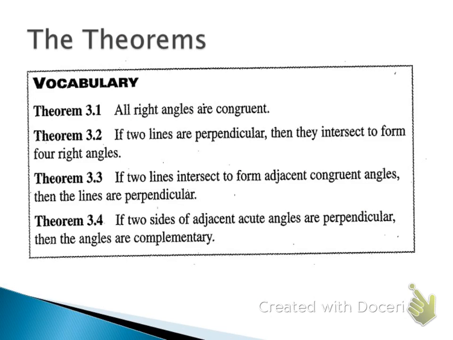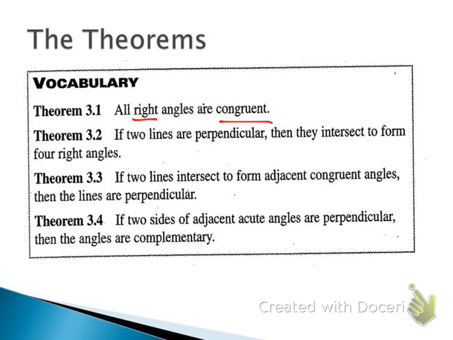All right, going on to today's notes. We have 4 theorems. They are listed at the bottom of your notes. You need to fill in the blanks. The first one is that all right angles are congruent. That should not be a surprise. Right angles measure 90 degrees. If more than one angle measures 90 degrees, those angles would be considered congruent.